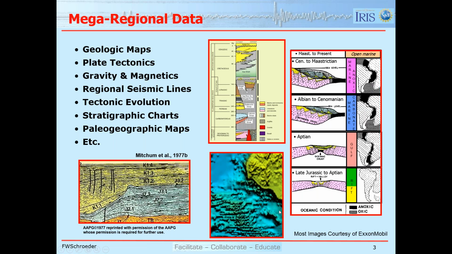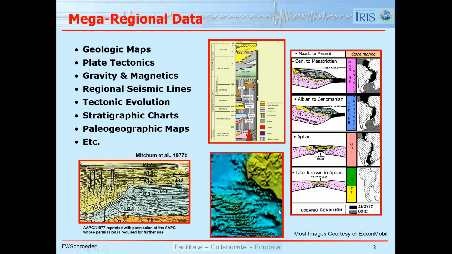Normally, we'll have at least regional seismic lines. As an area is explored more and more, we'll have more detailed local seismic. We may have just a 2D grid of lines, or these days, most areas that are actively explored and developed and produced have 3D seismic data.